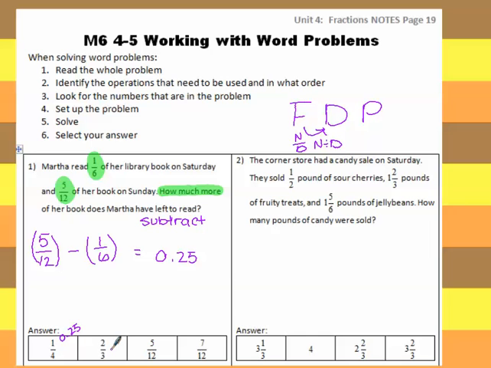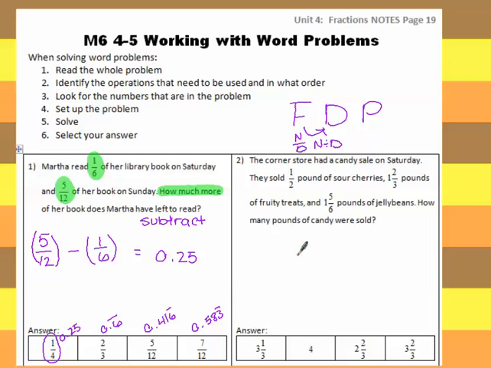Ooh, there's a match. But let's go through and double check. 2/3 is 0.6 repeating. 5/12 is 0.416 repeating. And 7/12 is 0.583 repeating. So our only match is the 1/4 in this case.